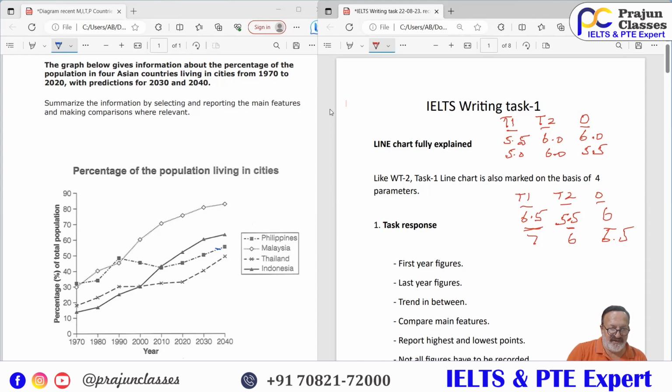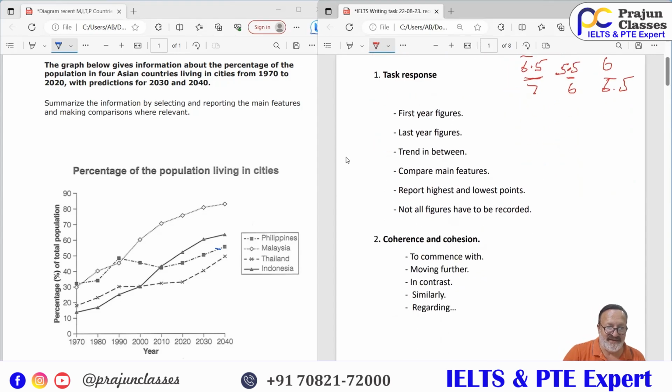Now let us start with line chart fully explained. Today I am going to do a line chart fully explained. So like writing task 2, task 1 line chart is also marked on the basis of 4 parameters. We know that there are 4 parameters on the basis of which we are marked. So one is, first of all, task response. So what does task response say?